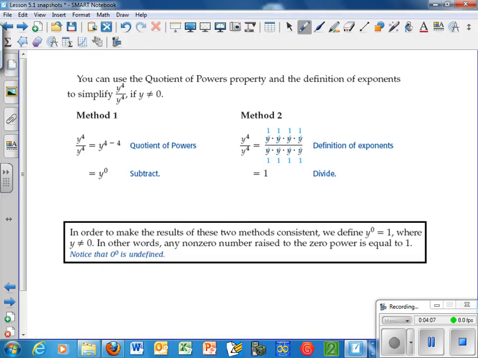If you look here, if you have y to the fourth divided by y to the fourth, again, you subtract exponents. So here you'd get y to the 0. Here they're showing multiplying out your y's. Each of those y's are going to cancel, and so you'd have 1 over 1, or just 1. That kind of shows you why anything to the 0 power is equal to 1. So anything to the 0 power, again, a reminder, is equal to 1.